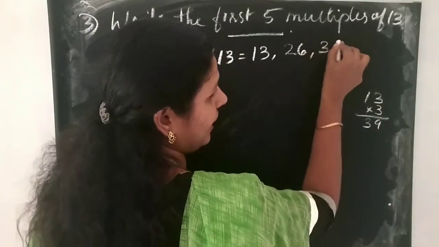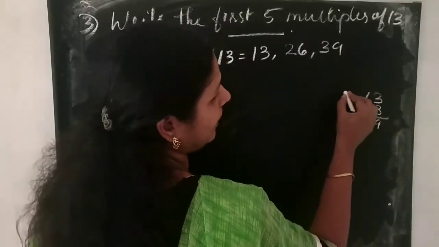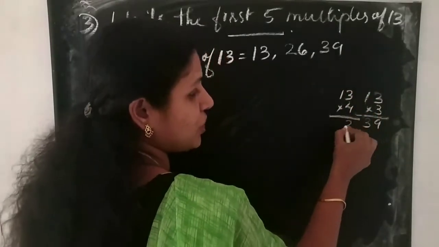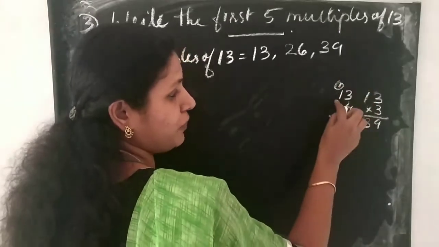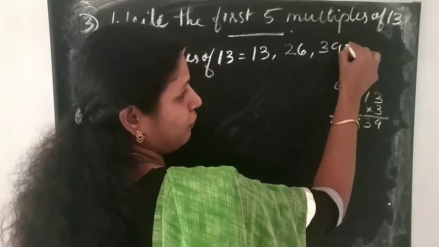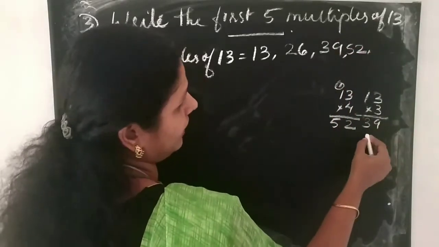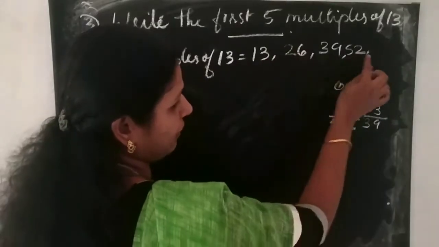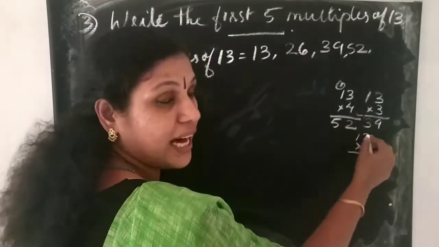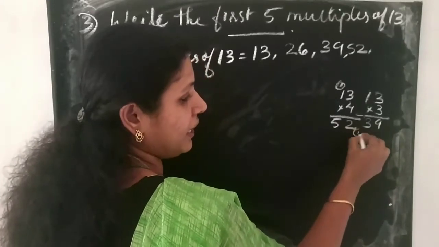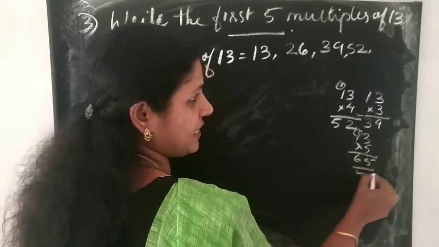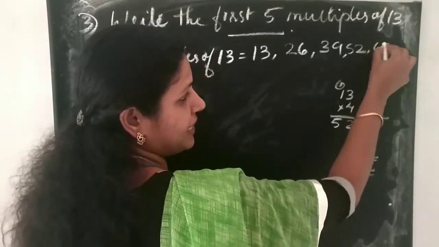That is 39. Then 13 into 4. 3 4s are 12, and 1 4 is 4. 4 plus 1 is 5. That is, we get 52. Then 13 into 5. 5 3s are 15. Here carry over 1. 1 5 is 5, and 5 plus 1 is 6. So 13 into 5 is 65.